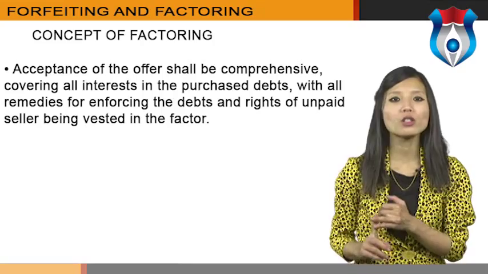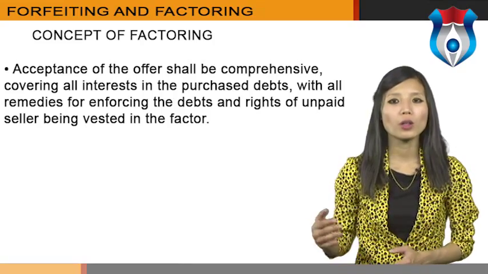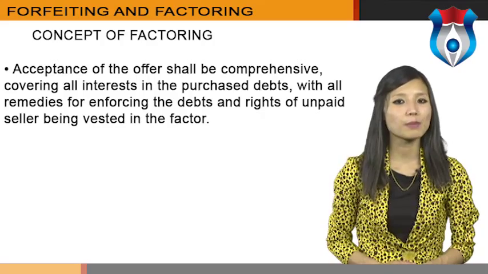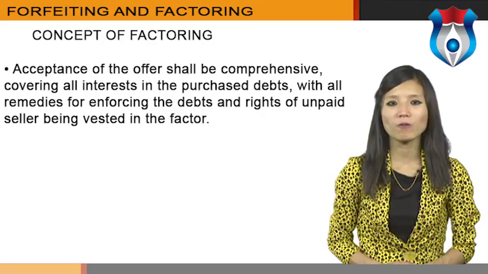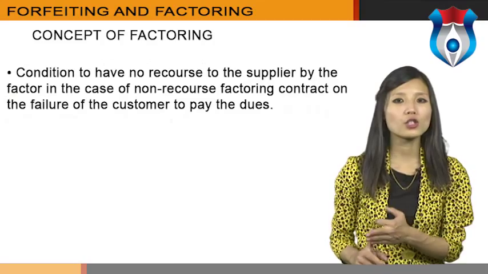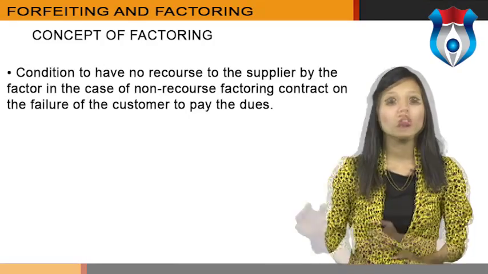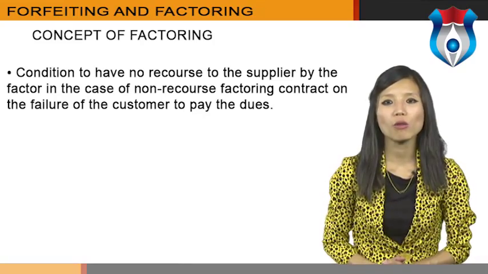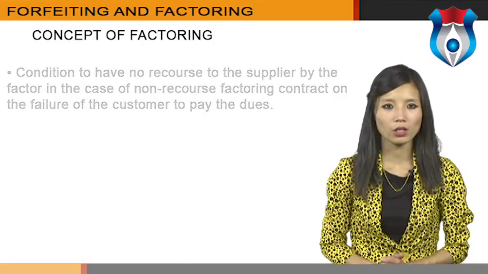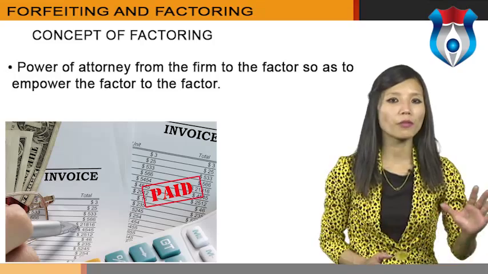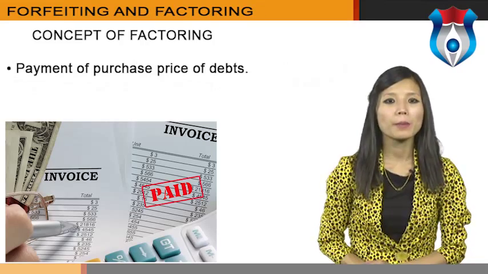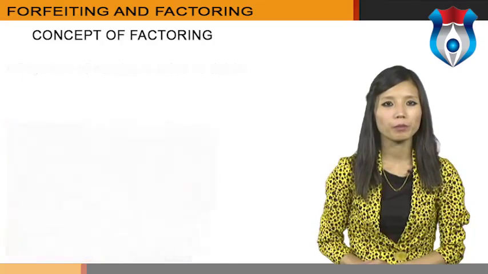Acceptance of the offer shall be comprehensive, covering all interest in the purchased debts, with all remedies for enforcing the debts and rights of unpaid seller being vested in the factor. Condition to have no recourse to the supplier by the factor in the case of non-recourse factoring contract on the failure of the customer to pay the dues. Power of attorney from the firm to the factor so as to empower the factor. Payment of purchase price of debts.